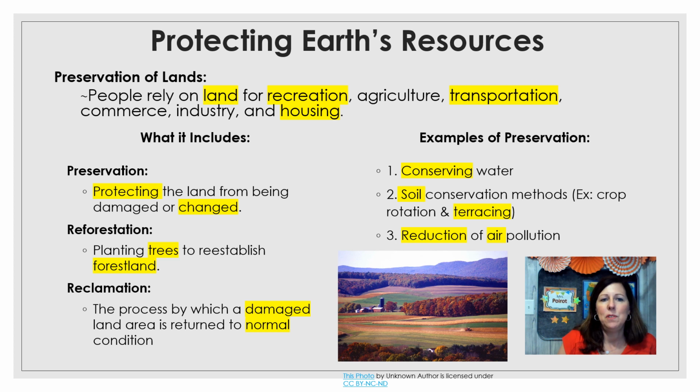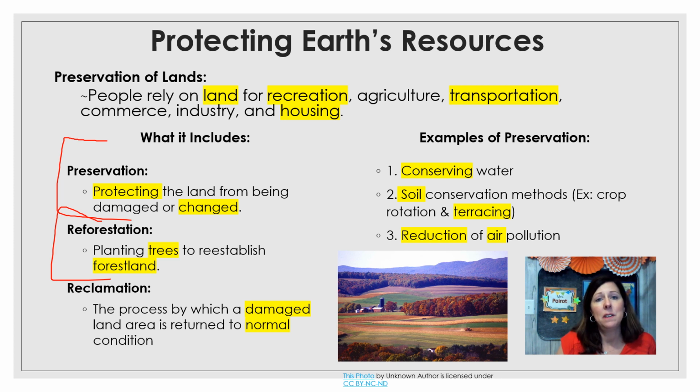Okay, and to protect Earth's resources, we also need to preserve the land. We know that people rely on land for recreation, agriculture, transportation, commerce, industry, and even our housing. So we need to preserve our land. So preservation of land means that we protect the land from being damaged or changed. A lot of our national and state parks, they've blocked off the land so that it cannot be changed. So they've done a good job with that.